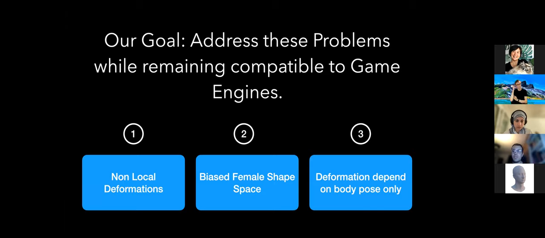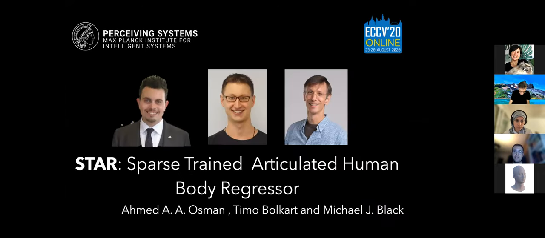So our goal was to address these problems that just keep coming up: non-local deformations, meaning a regression from all the joints to all the vertices, the biased female shape, and the fact that the deformation of the body depends only on the body pose. And this sets the stage nicely to introduce our ECCV 2020 work, a joint collaboration between myself, Timo Bolkart, and Michael Black, which introduced STAR, which stands for Sparse Trained Articulated Human Body Regressor.